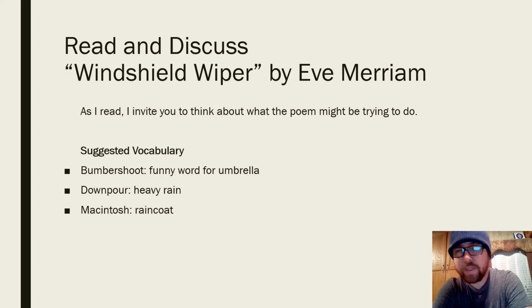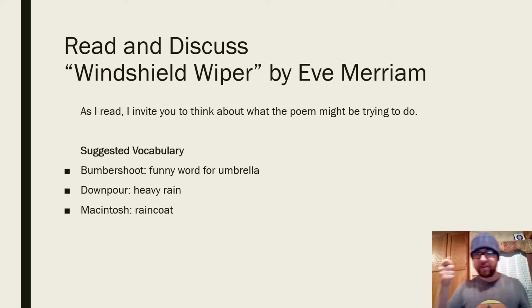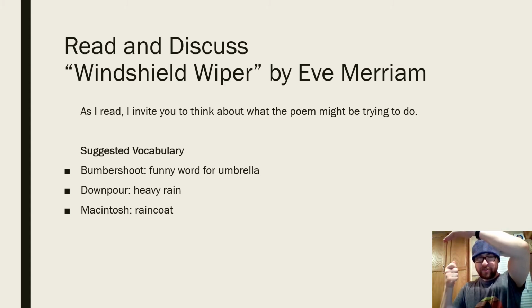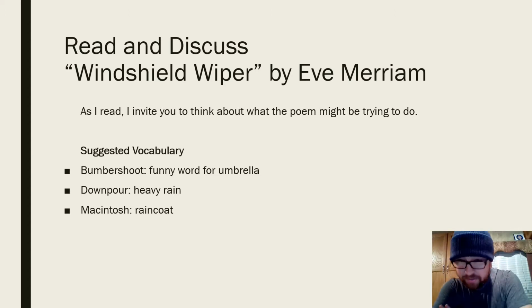Today we're going to read and discuss Windshield Wiper by Eve Merriam. And as I read, I invite you to think about what the poem might be trying to do. There's some great vocabulary in this poem. Bumbershoot is a word. It's a funny word for umbrella. So everybody hold up their bumbershoots. And that way, there's no rain that's gonna hit your head. That's also a big music festival in Seattle. I'm sure some of you recognize Bumbershoot.